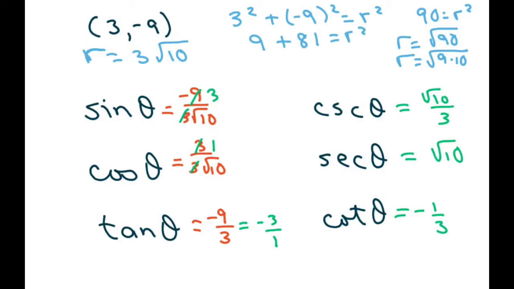And again, if you need to rationalize, you're going to be multiplying this by square root of 10 over square root of 10, and multiply this by square root of 10 over square root of 10. So this is going to be 3 square root of 10 over 10. This is going to be square root of 10 over 10.